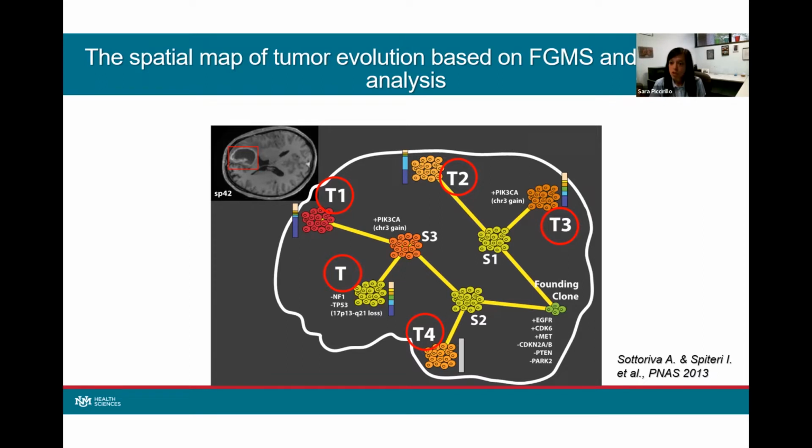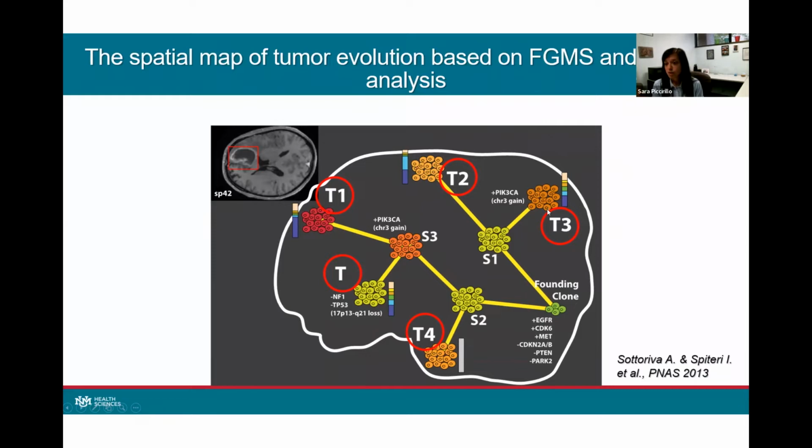So we used genomic analysis on each sample which we collected. In this case, the tumor areas T1, T2, T3, and T4. So these are 5 areas collected from the 5ALA-positive tumor mass of this patient that is labeled as SP42. And when we did that, we genomically profiled each of them.